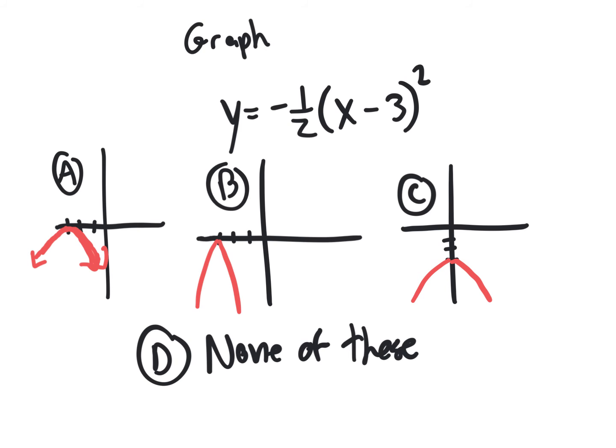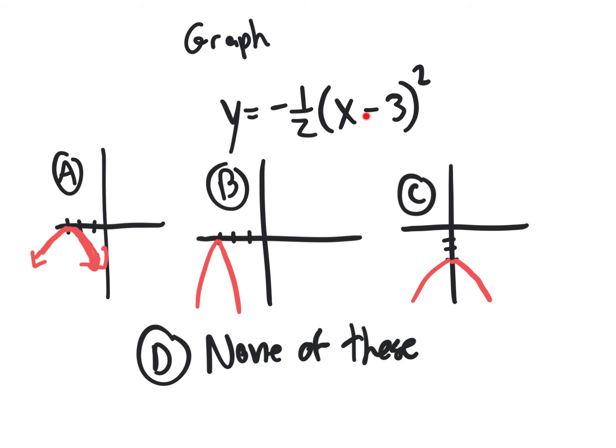So, by the way, if you had any of these that were opening up, you could eliminate those because this is negative, it has to open down. So the A value is 1/2. That causes a vertical compression, so it makes it a little wider than usual. So I'm thinking it might be either this wider one or that wider one, not this narrower one.